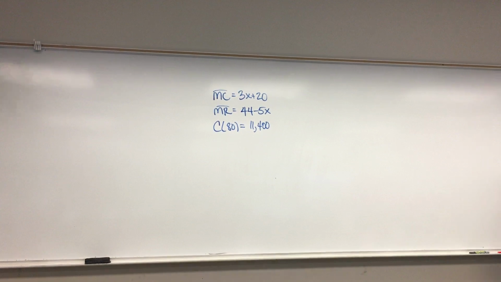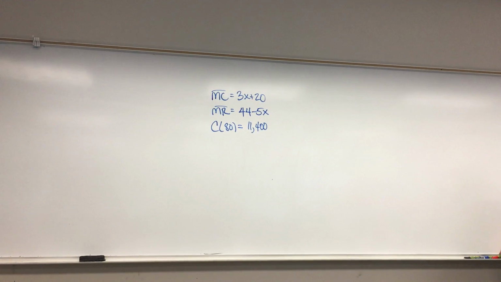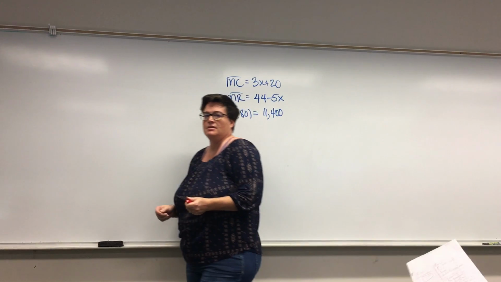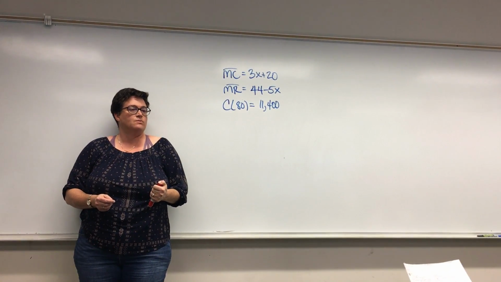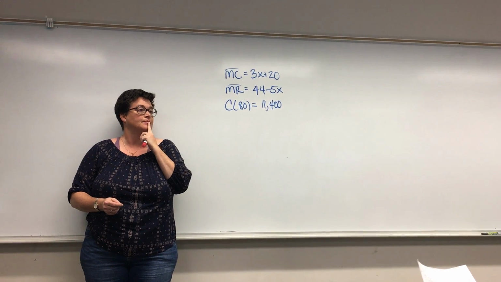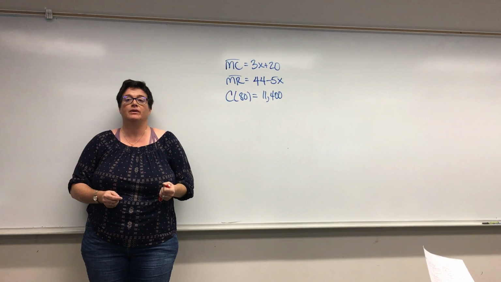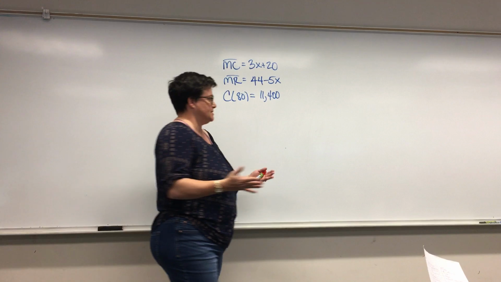So part A says find the optimal level of production. When the book says optimal level of production, I want you to think like a business. What does optimal level of production mean? That's where your profit is maximum. That's right, we're looking for an X value that maximizes profit. We don't care about anything else, right? We just want the money in the bank as a business.